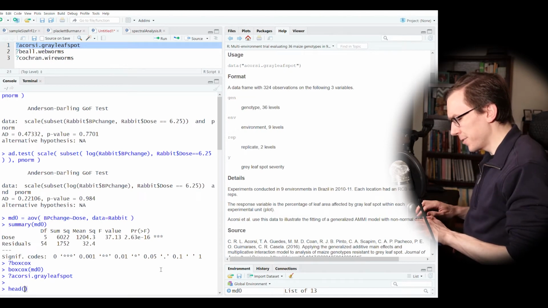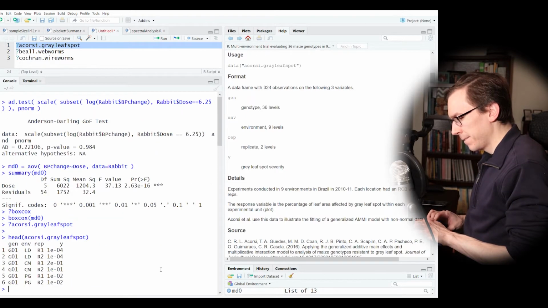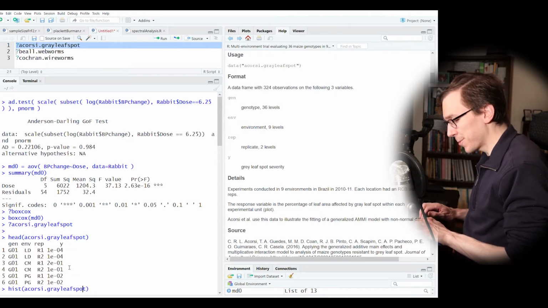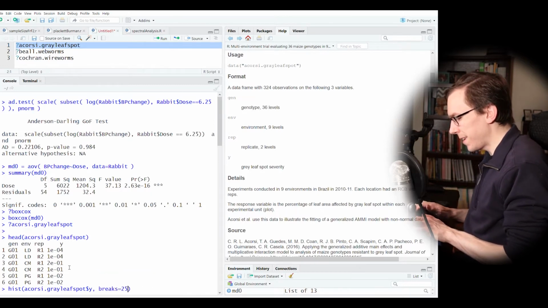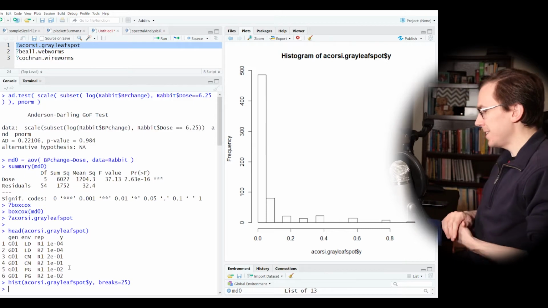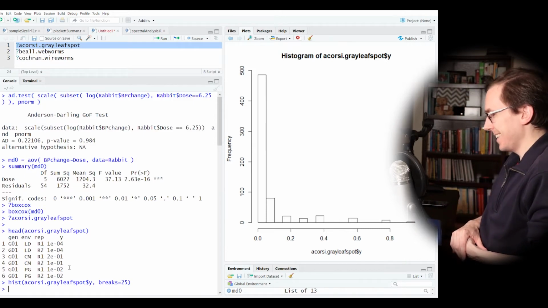Let's again use head to see what is going on with this data set. All right, here's what the data set looks like. The response variable here is quite peculiar in the sense that y has very small values. Why don't we try a histogram, I guess maybe the best way to do it, or a density plot, whichever you prefer. Let's try this, and we'll say breaks is equal to 25. Okay, so yeah, if you see data that looks like that, it's definitely not normal.